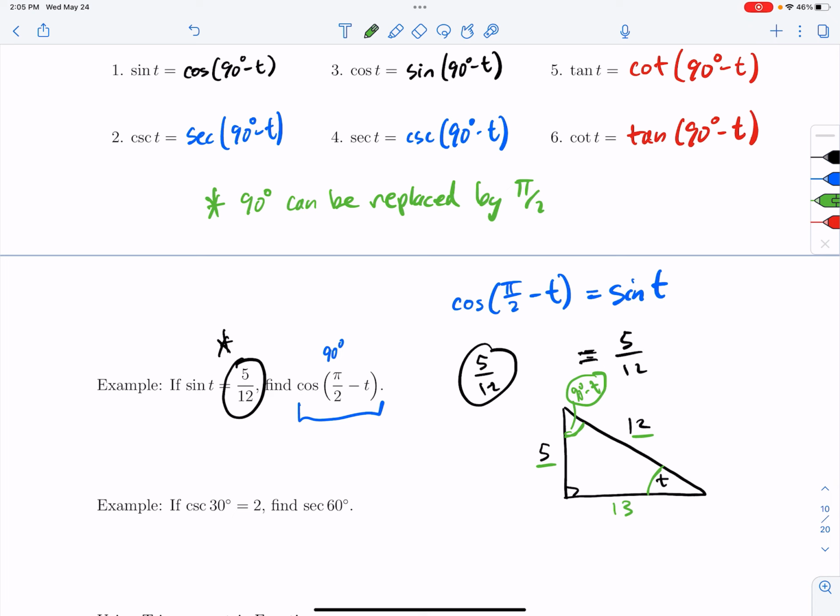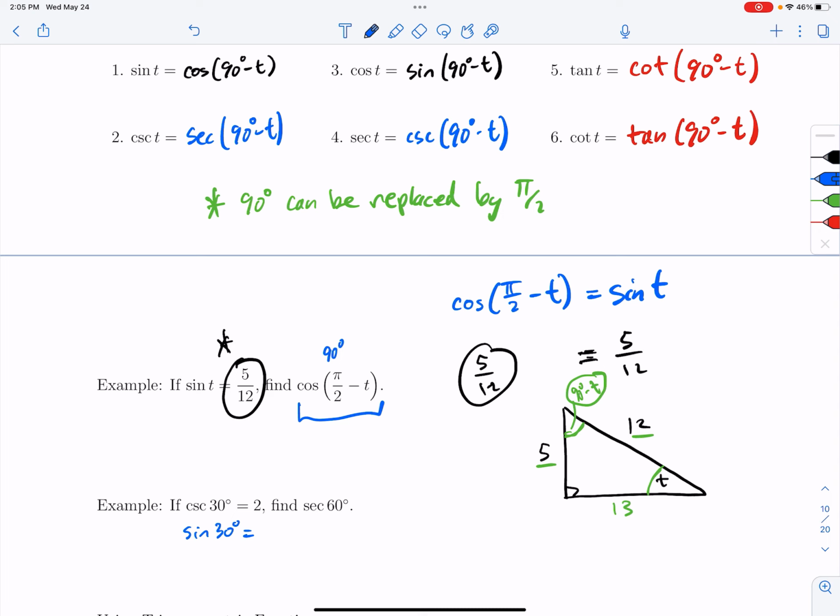Okay, and then let's do this last example here. It says if cosecant of 30 degrees is equal to 12, find secant of 60. Now, one thing we will often want to do in our trigonometry sections is that it's not always easy to work with cosecant or secant, but it is a lot easier to work with sine of that. So instead of cosecant of 30 degrees, I'm going to change this to sine of 30 degrees.